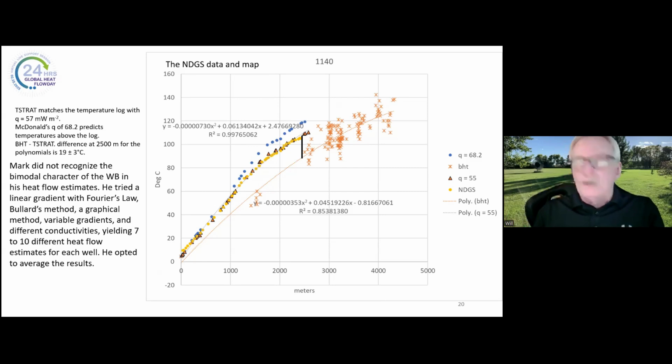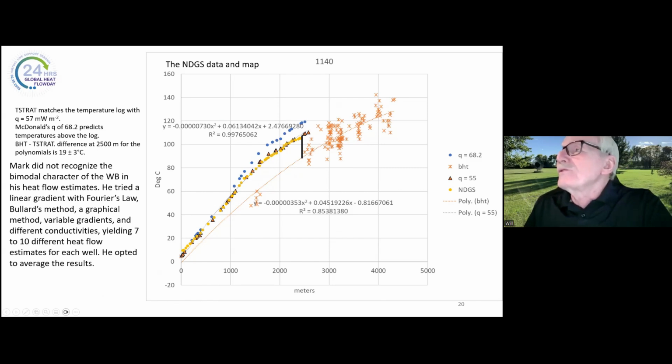He tried a number of ways to get things to work out. He tried a linear fit of his profile using Fourier's law. He tried Bullard's method. He tried a graphical technique. He used variable gradients. He used different conductivities, and he ended up with something like 7 to 10 different heat flow values for each well. And in the end, he just threw up his hands and said, well, I'll just average them, and that's what I'm going to use. So here's how we applied our T-strat to that.